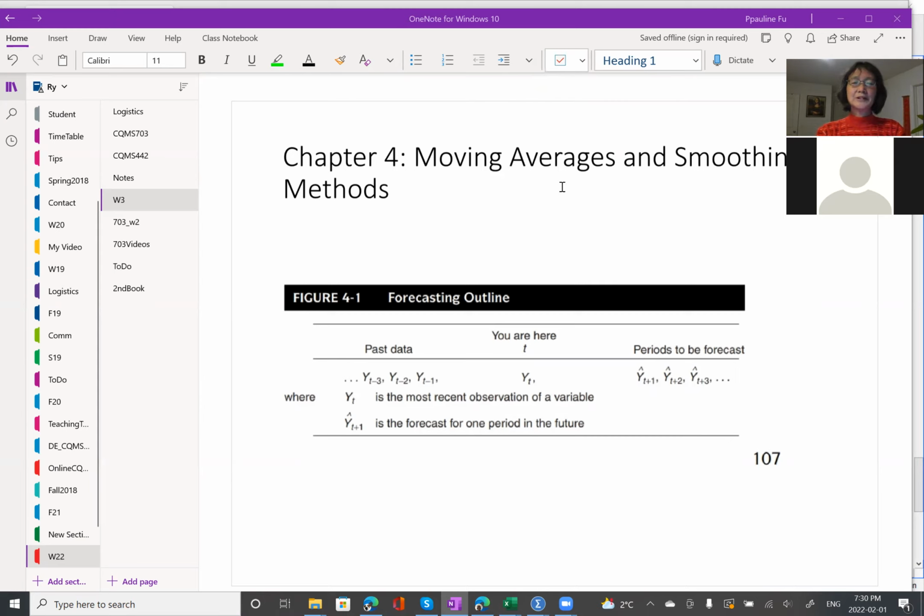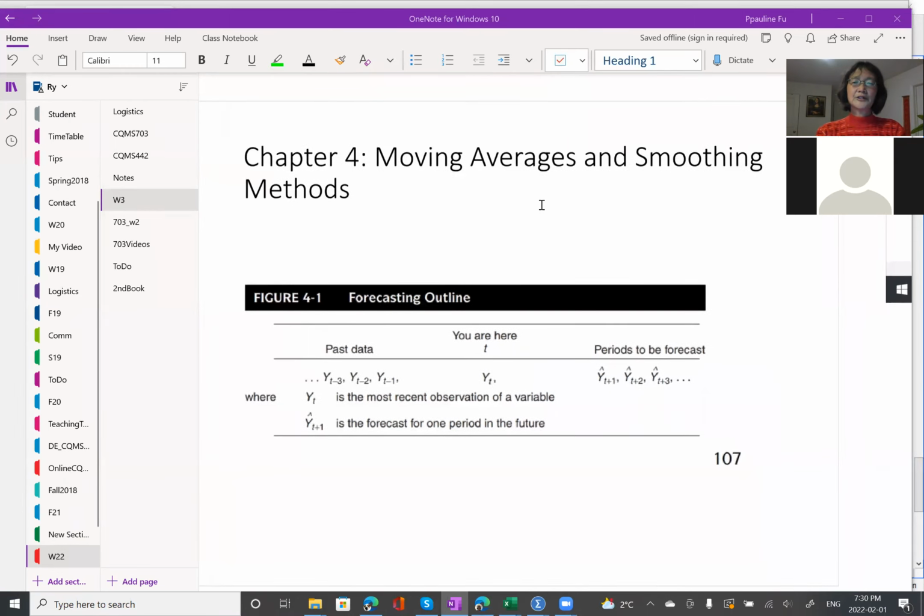Okay, before break, we finished chapter 3. Now we'll start chapter 4. Chapter 4 is about moving average and smoothing. If you watched the stock market in January 2022, last month, it fluctuated a lot. It was the worst month since COVID.